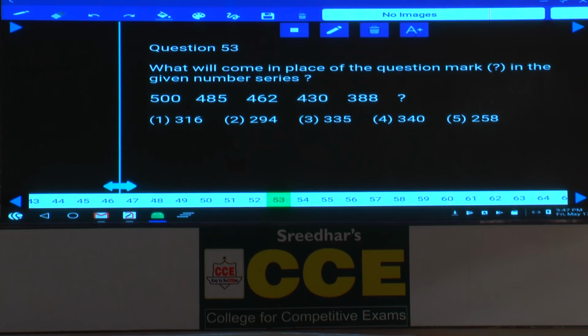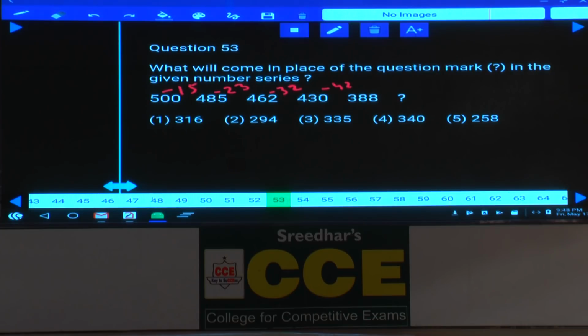Then question number 53, 500 and 485, tell me the difference between these two. 15, 485 and 462, the difference. 23. 23 plus or minus? Now 485 and 462 minus. Next one 462 and 430. Tell me what is the difference here? 32. 32 minus. Now minus 15, minus 23, minus 32. Next 430 and 388. As 12 and this will be how much? 42. Isn't it? Now 15, 23, 32, 42.